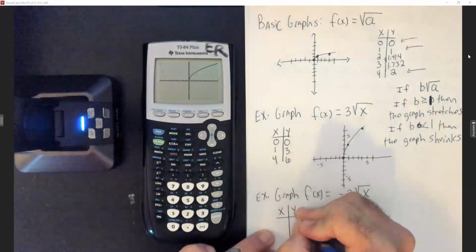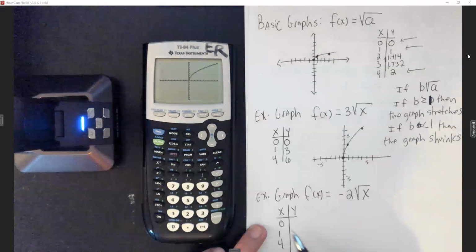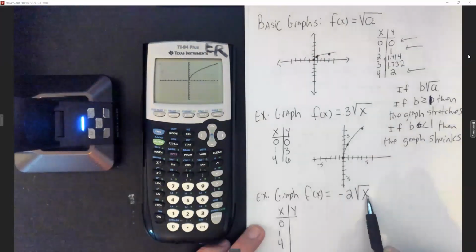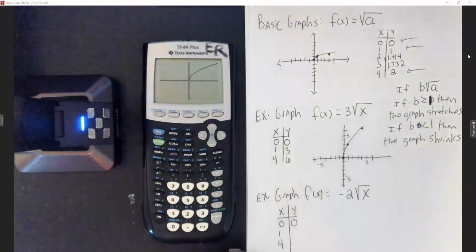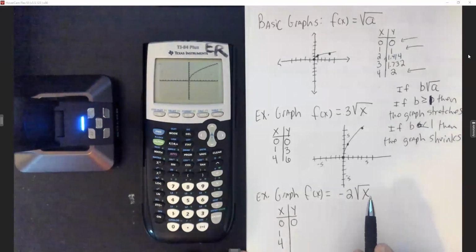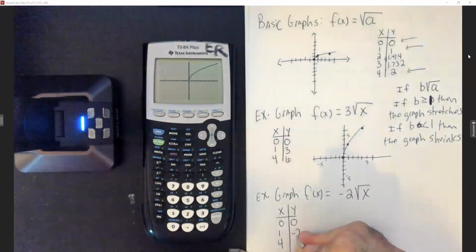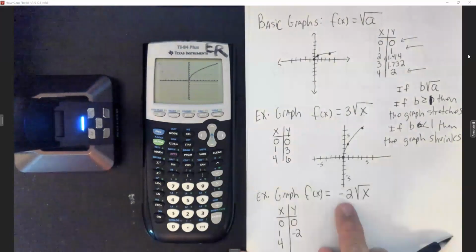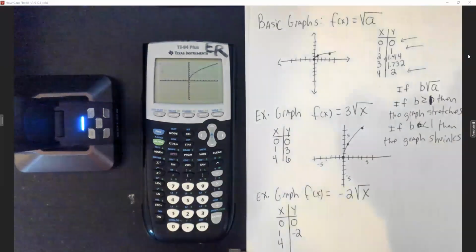So y'all, I'm going to use my 0, 1, and 4 again. So let's see what happens. We put a 0 in for the x. Square root of 0 is 0. 0 times -2 is still 0. So it's still going to start at that origin for us. I put a 1 in. Square root of 1 is 1. 1 times negative 2 is negative 2. So now notice it's making my y values negative because of that negative. All right, put a 4 in. Square root of 4 is 2. 2 times negative 2 would be a negative 4.